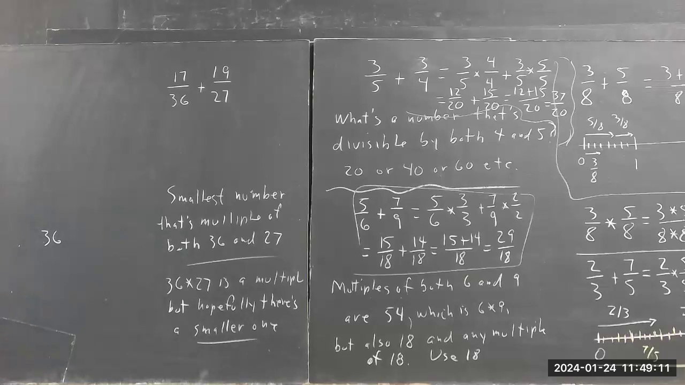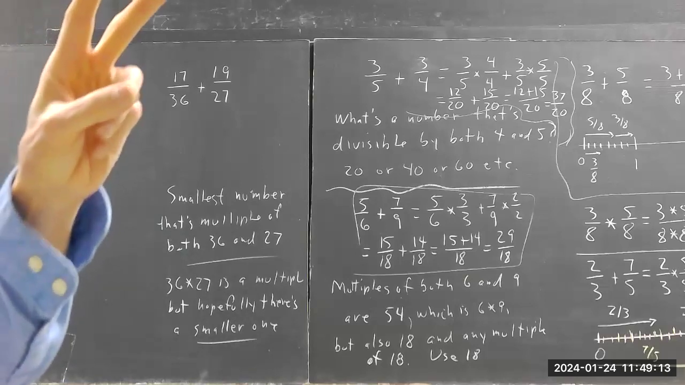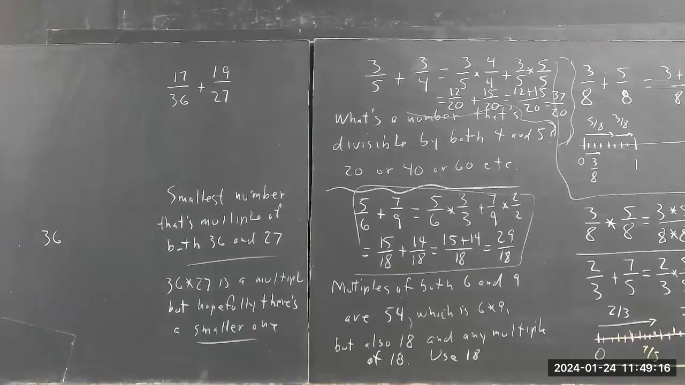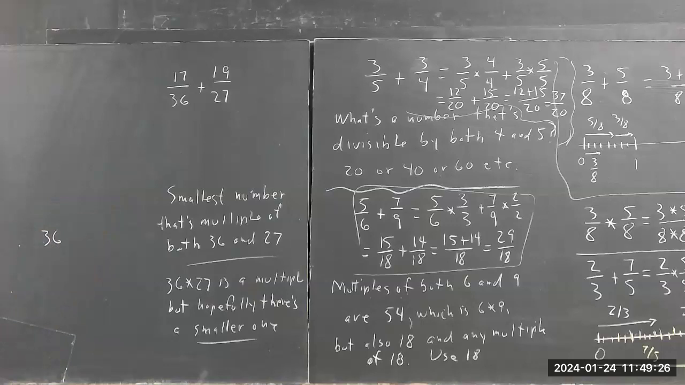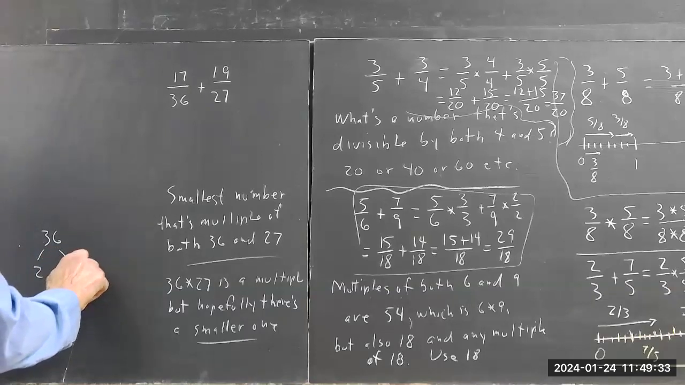What's the smallest number you can divide 36 by? Just hold up fingers. Smallest number that'll divide into 36. 2. The smallest number other than 1, okay? Yeah, you divide 36 by 2, it's an even number. You divide 36 by 2, you get 18. Okay?